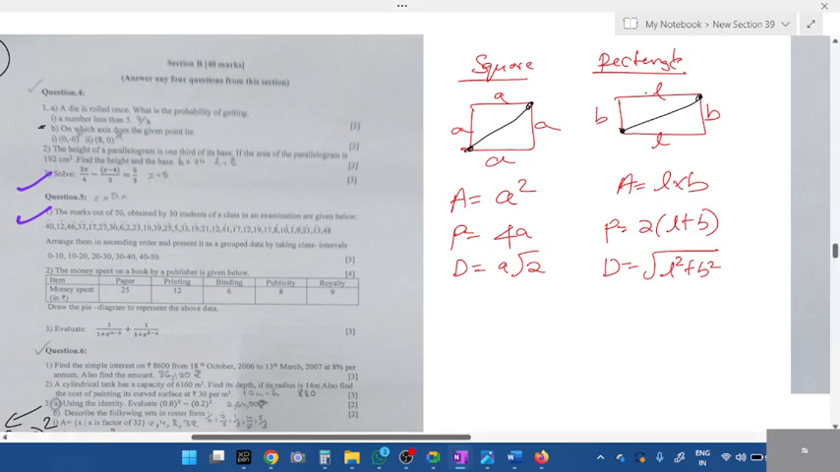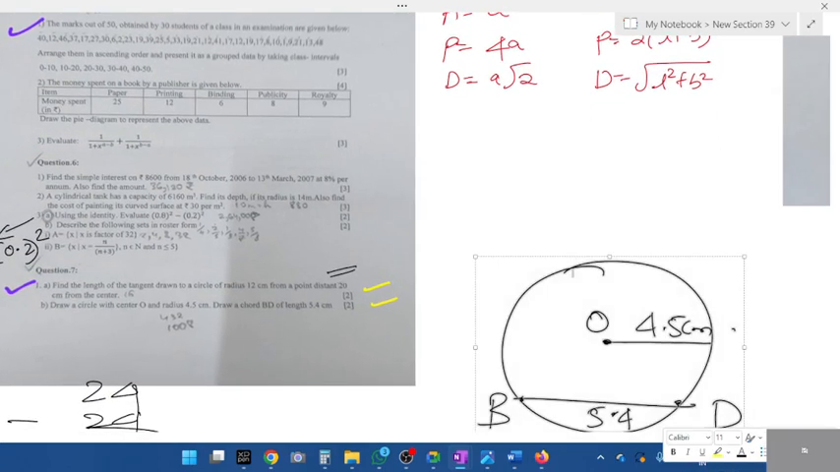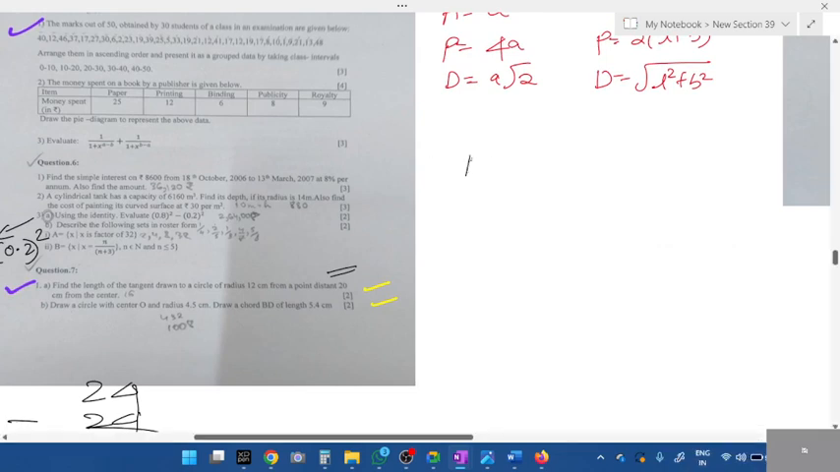Next, this is a square and this is a rectangle. A square and a rectangle are straight. Next, you get the parallelogram. Look, a parallelogram. A parallelogram will be slanting like this, slanting.